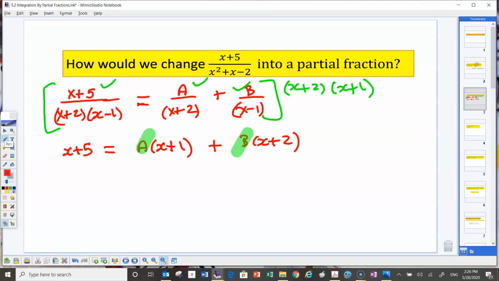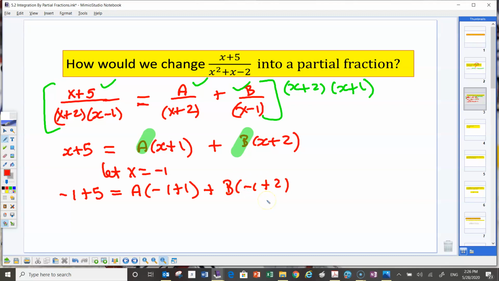So let's first try to make some substitutions for x here. It makes sense to first let x be 1, because then the A term vanishes. I get 1 plus 5 is equal to A times (1 − 1) plus B times (1 + 2). So I get 6 is equal to 0 times anything, which is 0, plus 3B. Therefore we know that B is equal to 2.